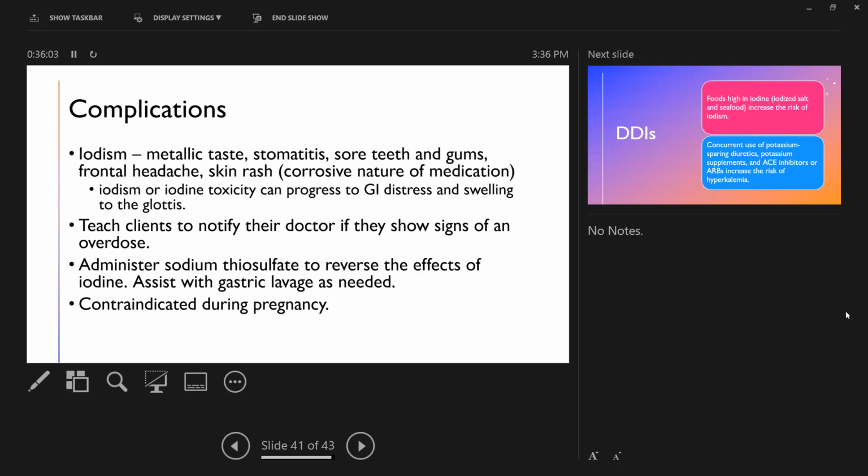The antidote is sodium thiosulfate. Use that to reverse the effects of iodine and assist with gastric lavage as needed in case of iodism. This drug is contraindicated during pregnancy. Sometimes this is administered to patients in the hospital before they undergo thyroidectomy. Sometimes, not always.